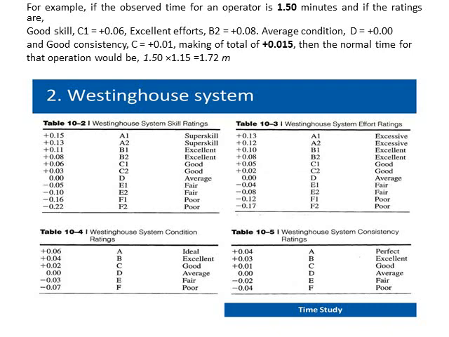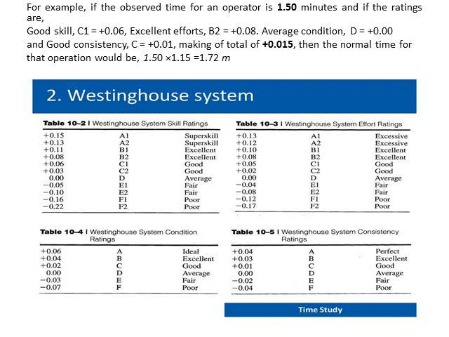For example, the observed time for an operator is 1.5 minutes, and the rating given is as follows. He has good skill, C1, as given in the question. So good skill with C1 has the value 0.06. Excellent effort with B2, 0.08. Average condition with D, 0.00. Good consistency, C, 0.01. Like that we get the values for C1, B2, D and C.